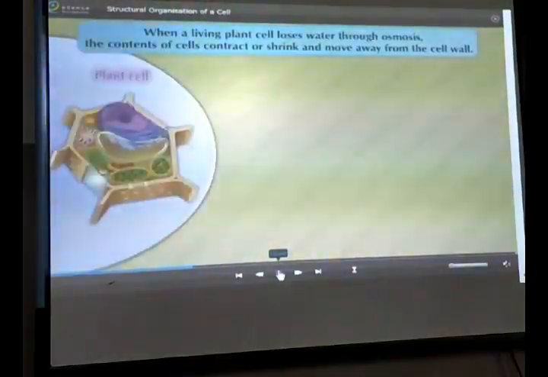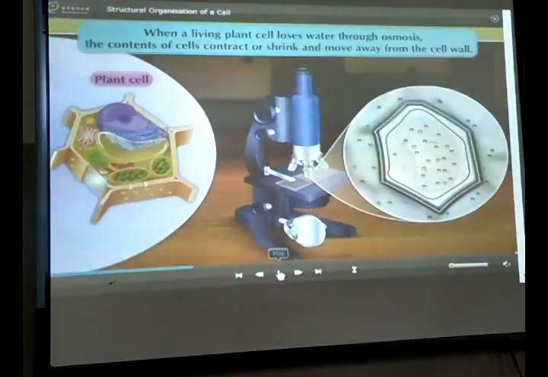In this way, the cell has different organelles and different types of materials are exchanged through this. So when a living plant cell loses water through osmosis, the content of the cell contracts or shrinks, because the water inside the cell comes out and moves away from the cell wall. So it is going to shrink.